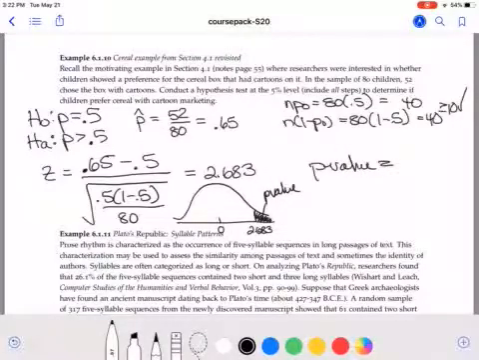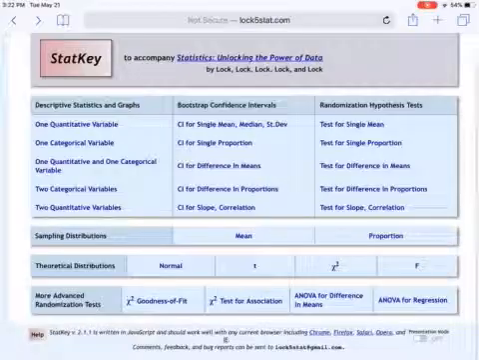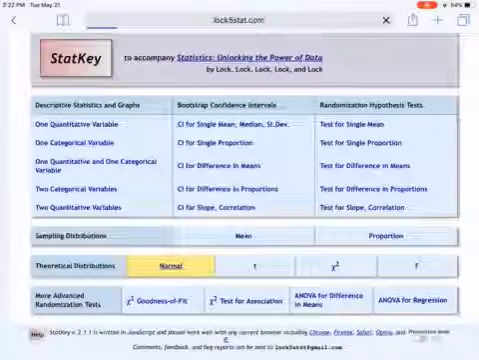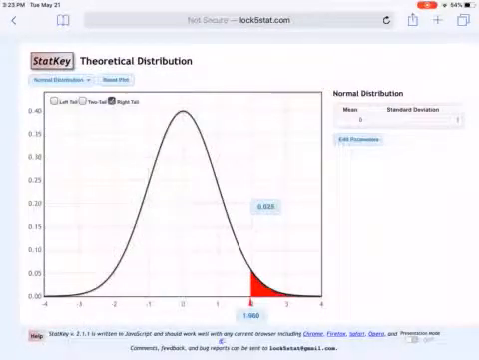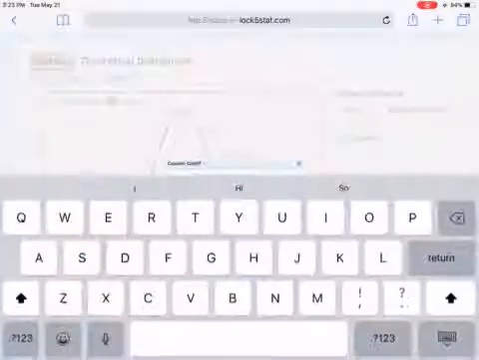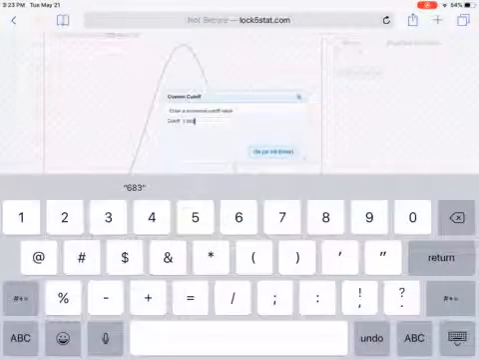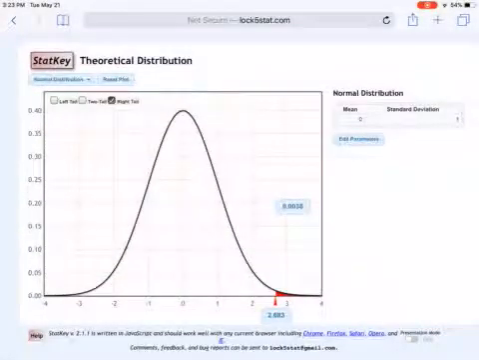So if we go to StatKey and we look in the normal distribution to the right of 2.683, we click on normal, we do right tail, put on the bottom our test stat, 2.683, and what we find is that our p-value is 0.0036. That's our area to the right.